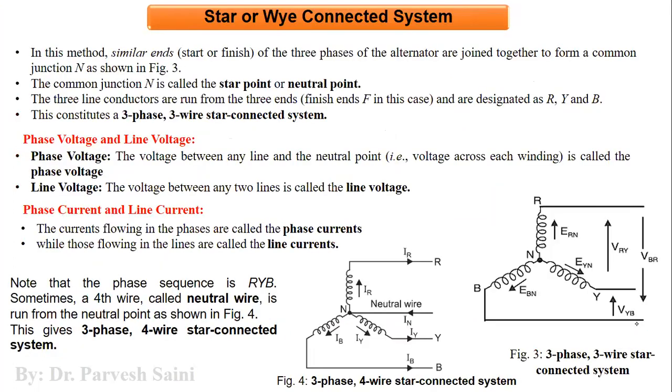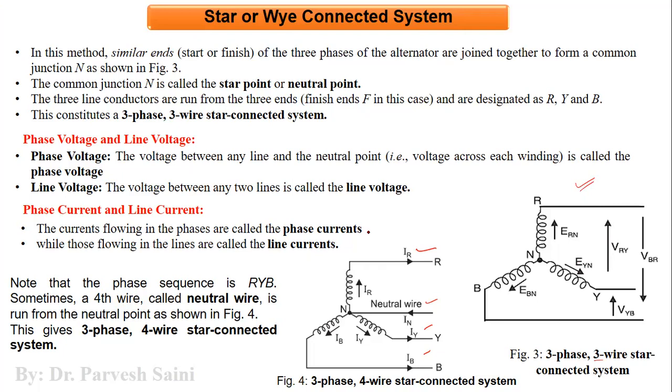Now let us come to the star connected system. We will understand now what is a star connected system. As we have discussed, a star connected system is basically a three phase four wire system in which we have three phases and one neutral wire. Okay, now if we do not put the neutral wire, it becomes a three phase three wire star connected system. If we remove the neutral wire from here, we have only three wires, so it is a three phase three wire star connected system as shown in this particular diagram.